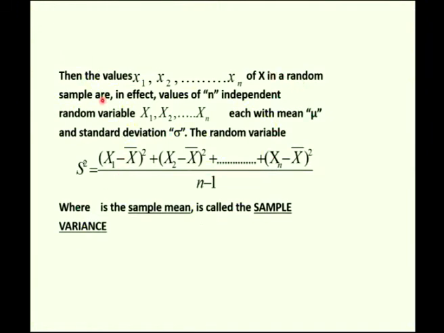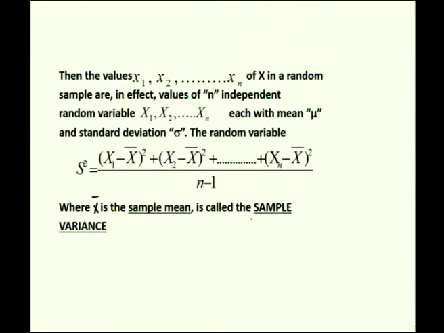in a random sample, or in effect values of n independent random variables, capital X1, X2, etc. up to Xn, each with mean mu and standard deviation sigma. Now, the random variable capital S square is equal to summation of (xi minus x bar) whole square divided by n minus 1, where x bar is the sample mean. This capital S square is called sample variance.